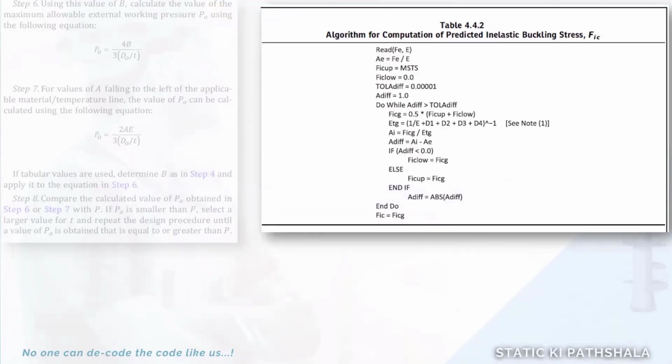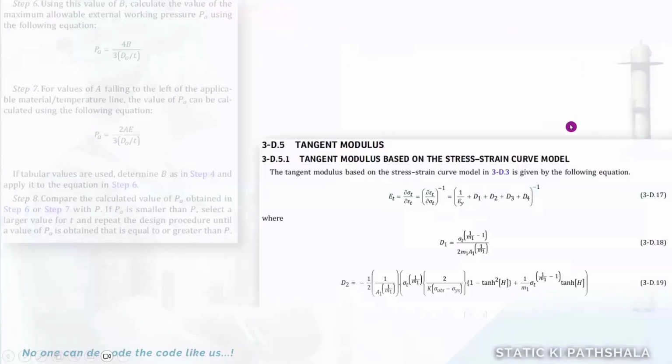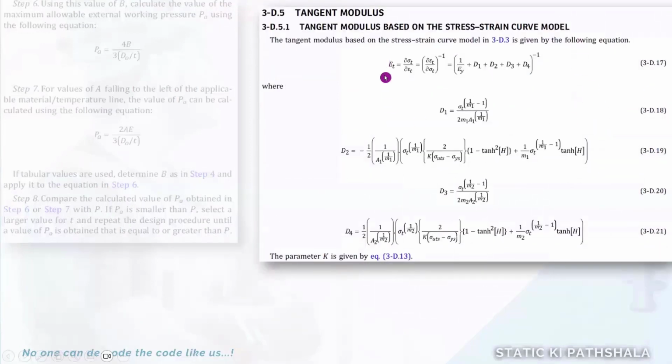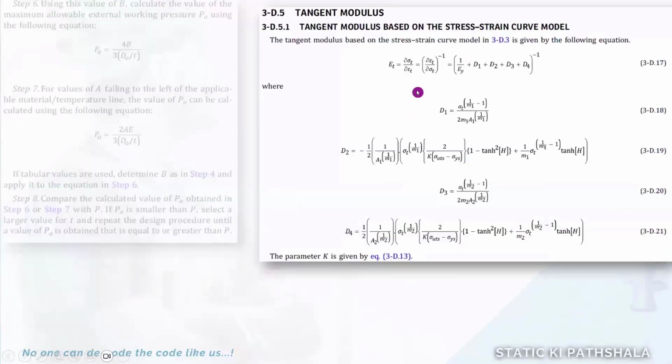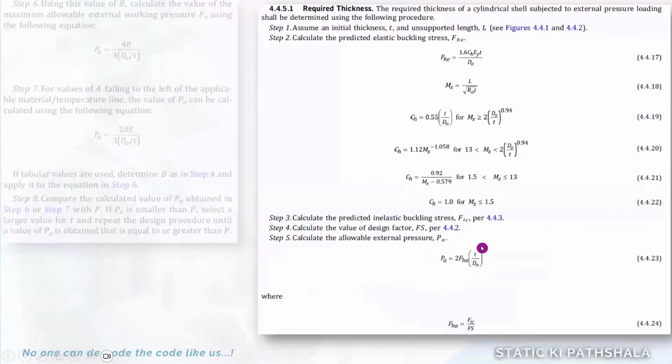And if you take it in the course, you can see that we have done that very simply. Otherwise it will be very, very difficult to get into the details of FIC. So once you have calculated FIC, then ET, D1, D2, D4, these are the parameters you have to use, and you have to calculate this elastic modulus. Once you have calculated that, you calculate the allowable pressure. If this allowable pressure is more than your design pressure, your design is safe.